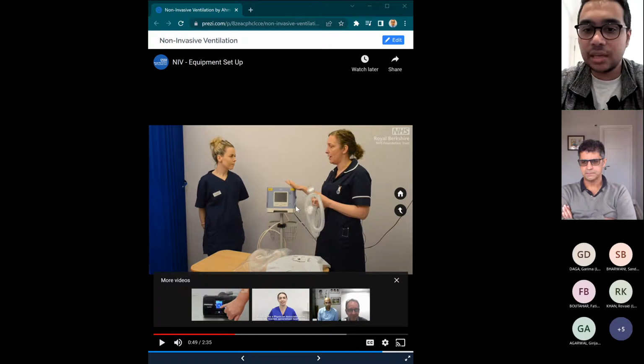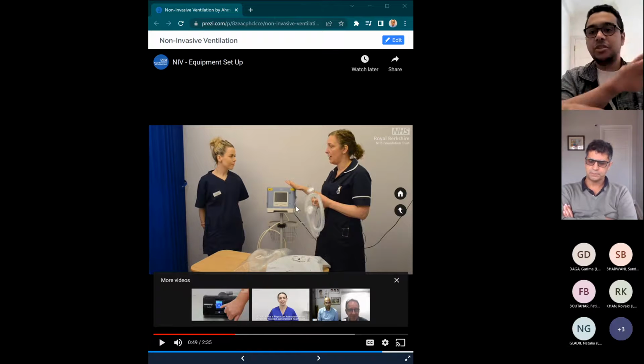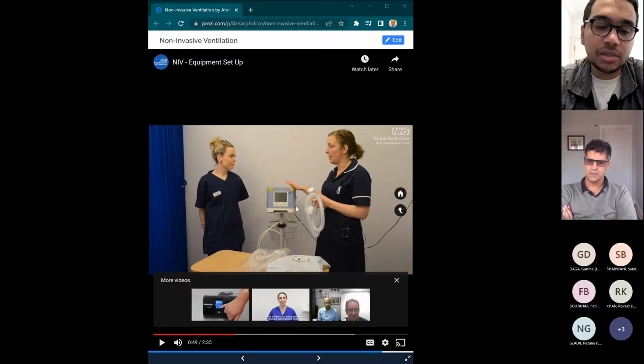One of the things we should be aware of is that NIV is an aerosol generating procedure, so we should be very careful, especially if we're suspecting any infection. If we're suspecting COVID, we should be in full PPE. The other thing is the use of a viral filter, which we usually do for every patient, but be very careful if you're changing connections or machines to keep a viral filter on the machine to decrease the risk of infection.